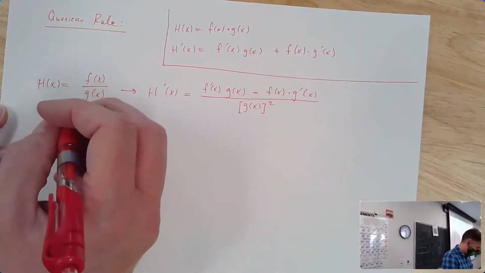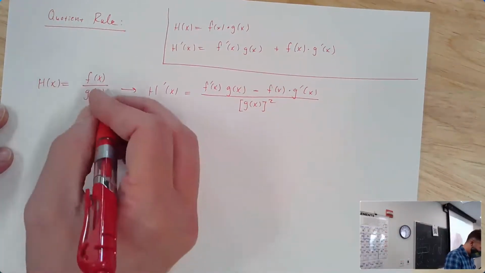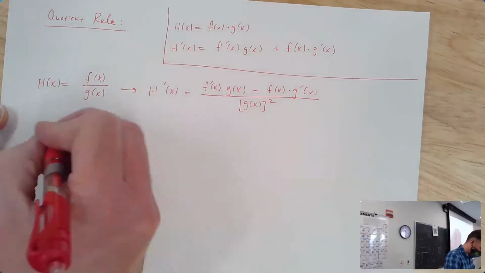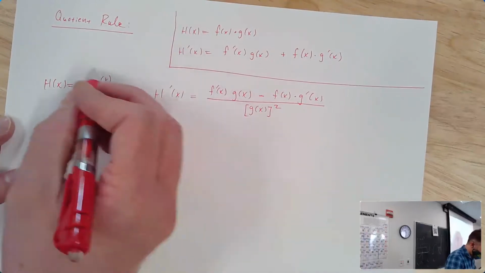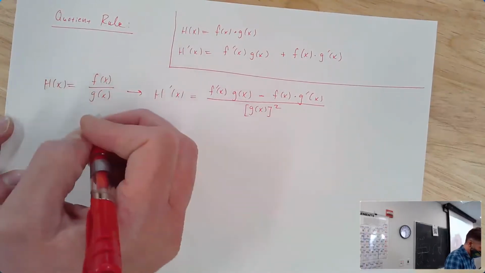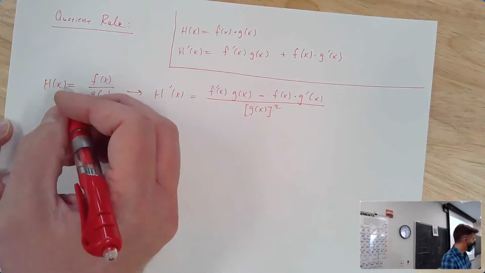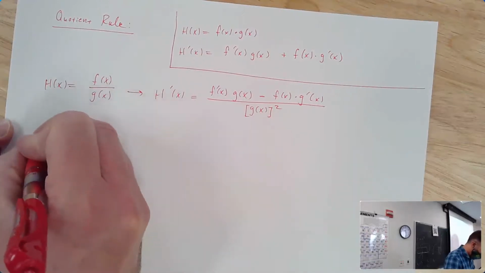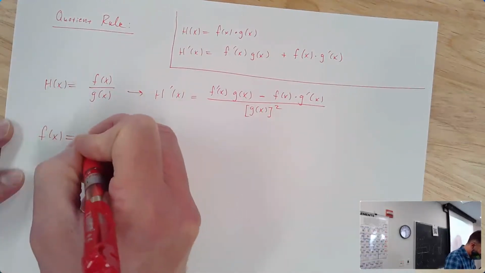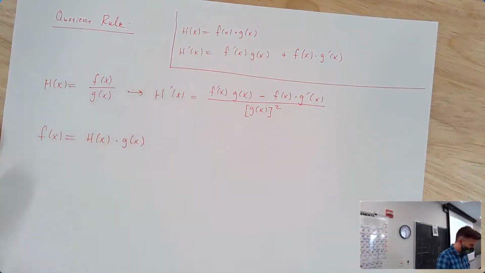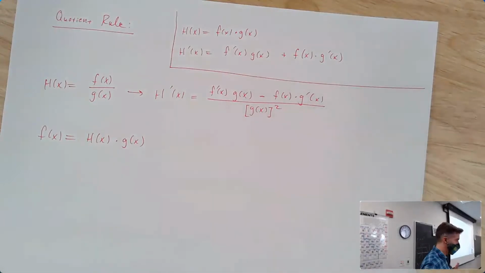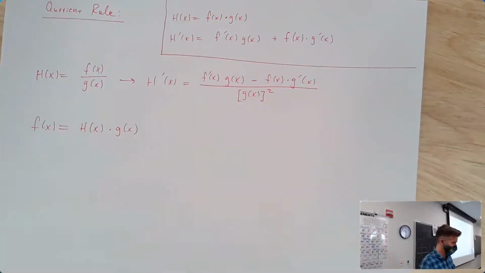So let's solve this. I'm going to change this around and isolate f of x. I'm going to multiply both sides by g of x. So I'm going to say that f of x equals h of x times g of x. Is everyone okay with that? I mean, it's not doing anything super tricky. Yeah, I'm okay with that.